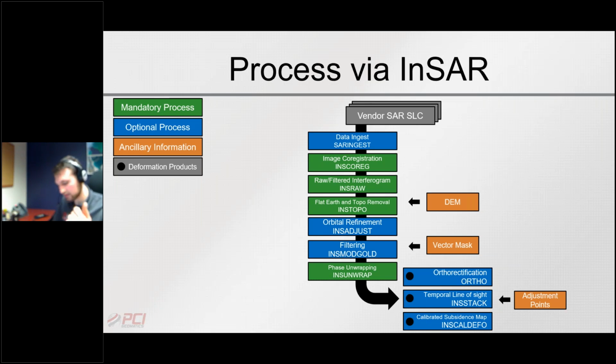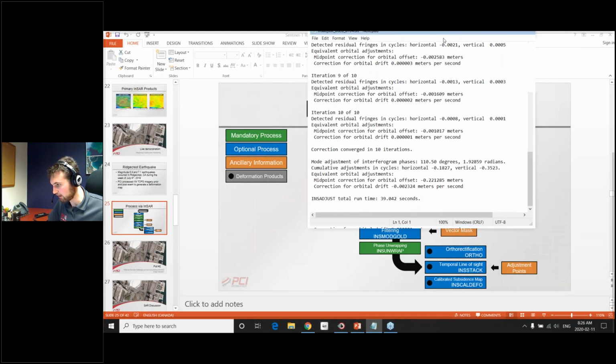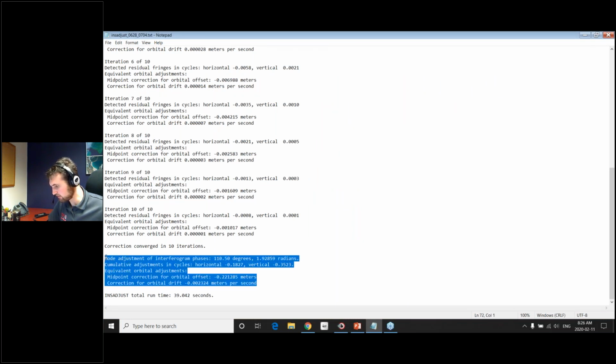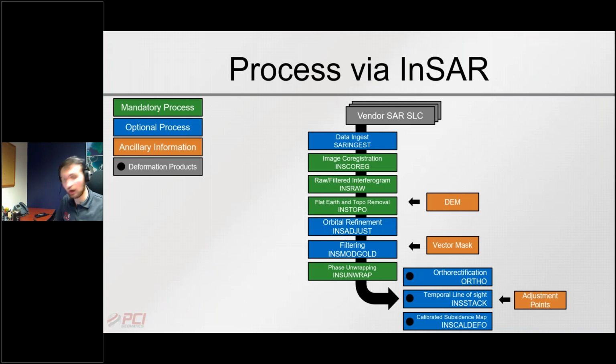We can then correct the orbits utilizing our INS adjust. The orbits of TOPS are well known, so it won't have a significant amount of effect, but we can visualize the report again, and we can see that there have been some adjustments, although quite minimal. We just have a number of different QA steps for the user to check, which are output in text files. Once we've corrected all these effects, we can then perform INS Gold, which produces a crisper product utilizing an adaptive Goldstein filter.